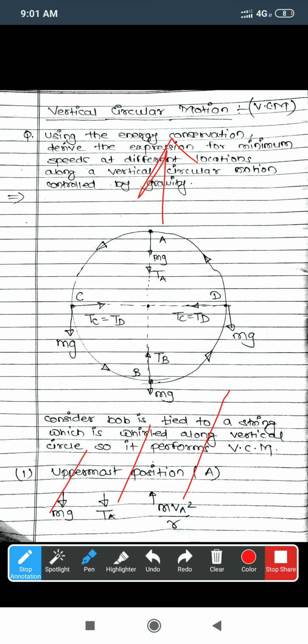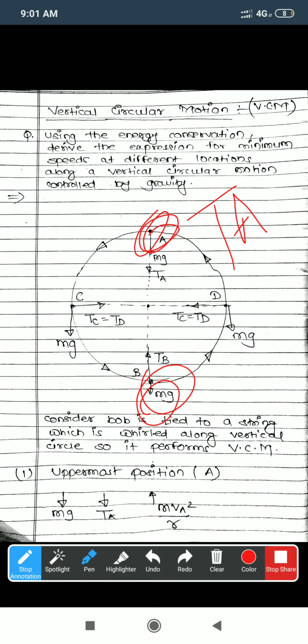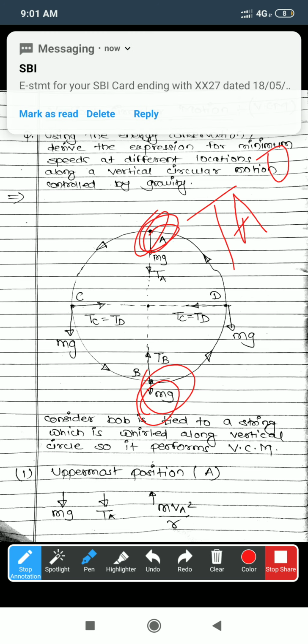Now consider, students, in this case for minimum velocity, TA will be 0. When the bucket or the bob is at the top position, the tension will be 0, of course. When it comes down, then there will be tension. At this point it will be loose, and tension will not come there. So we will consider TA as 0.